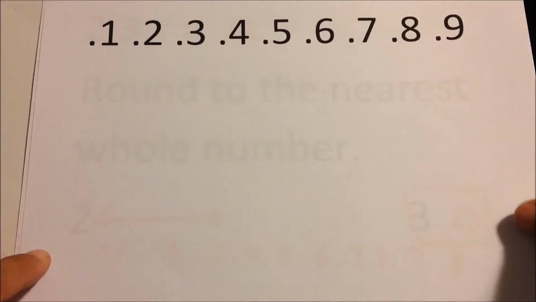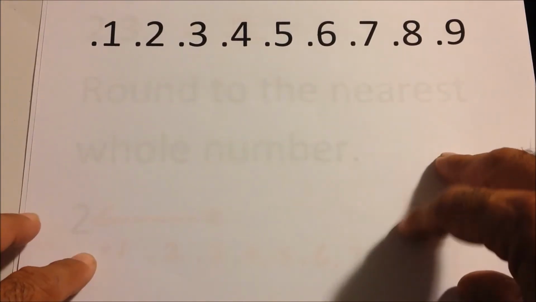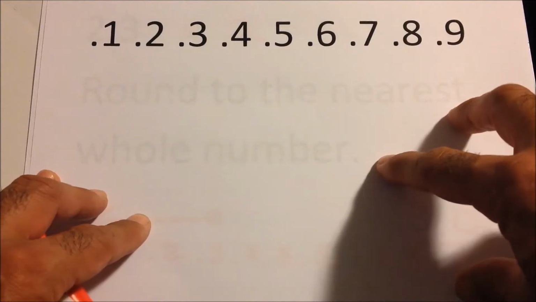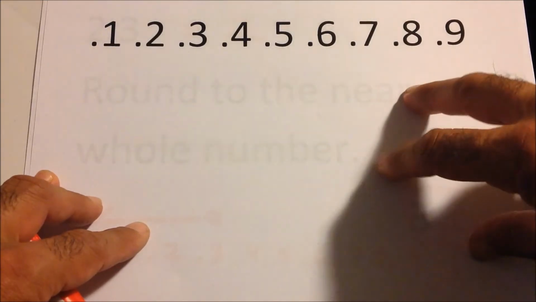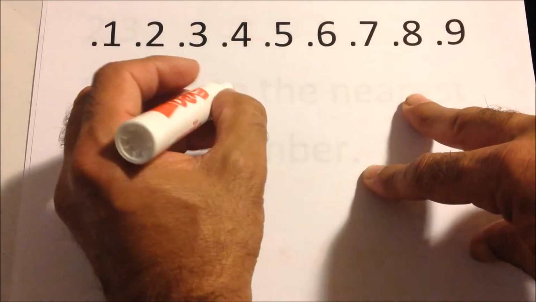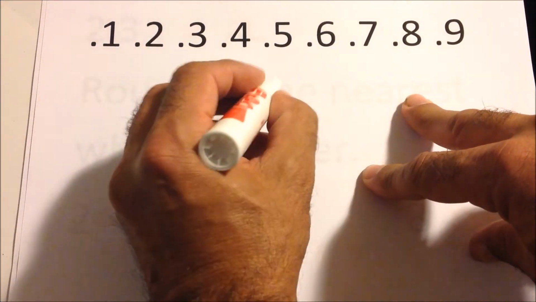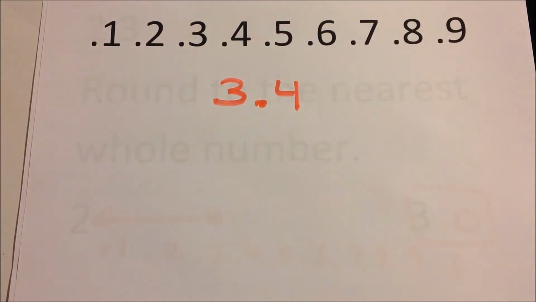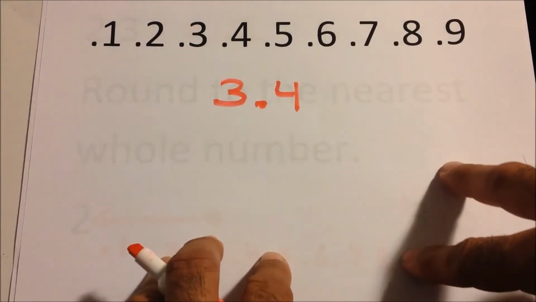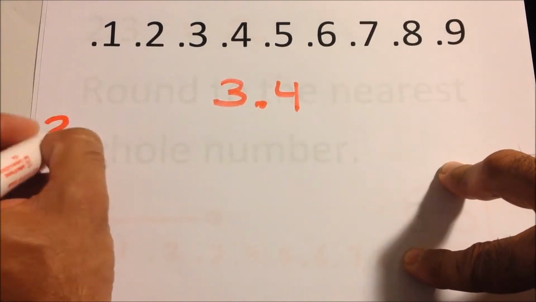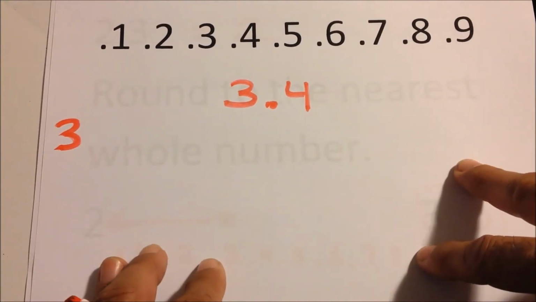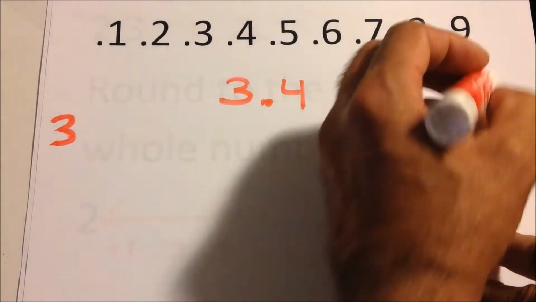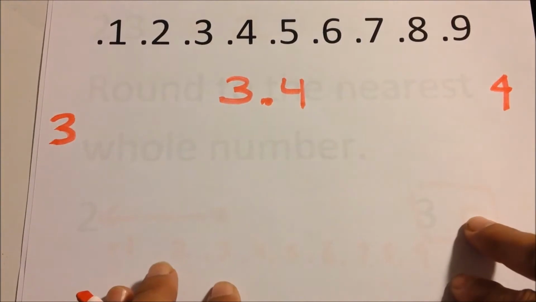Okay, so here are our decimals. And remember, these decimals are all in the 10th place here. But remember, they can also be in the hundredth and thousandth and so forth. So let's say I had the number 3.4. What are the two whole numbers that it's in between? It's in between 3 and 4. If you can see that.